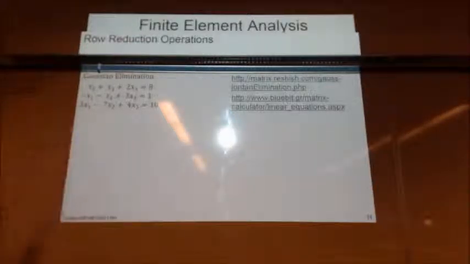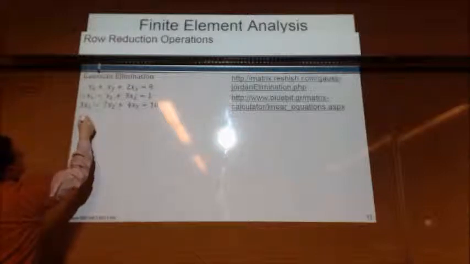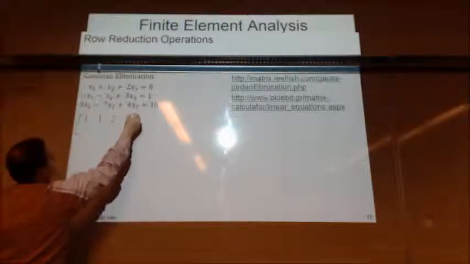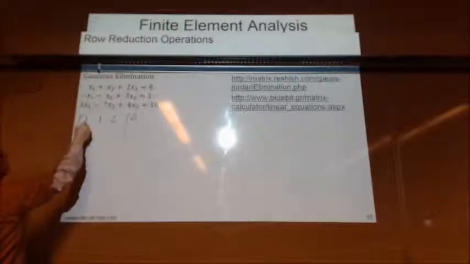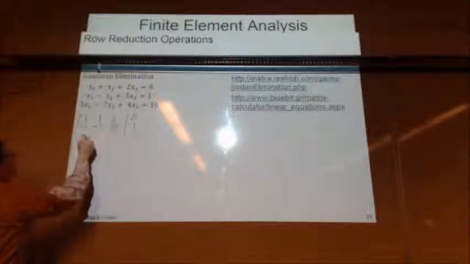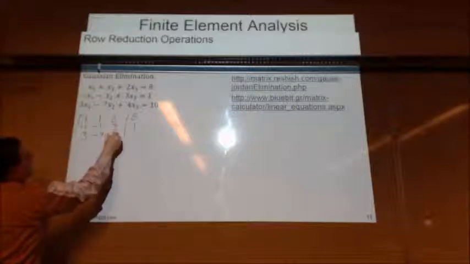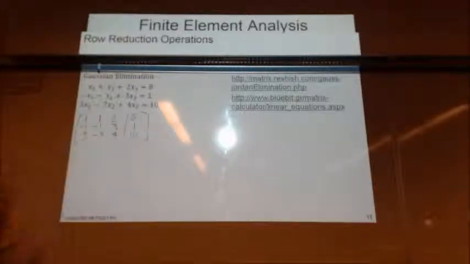But this is our series of equations, and we're just going to make it into a matrix, right? So we have 1, 1, 2. Our augmented matrix, that'll be an 8. This is -1, -1, 3, 1, 3, -7, 4, and 10. Right?